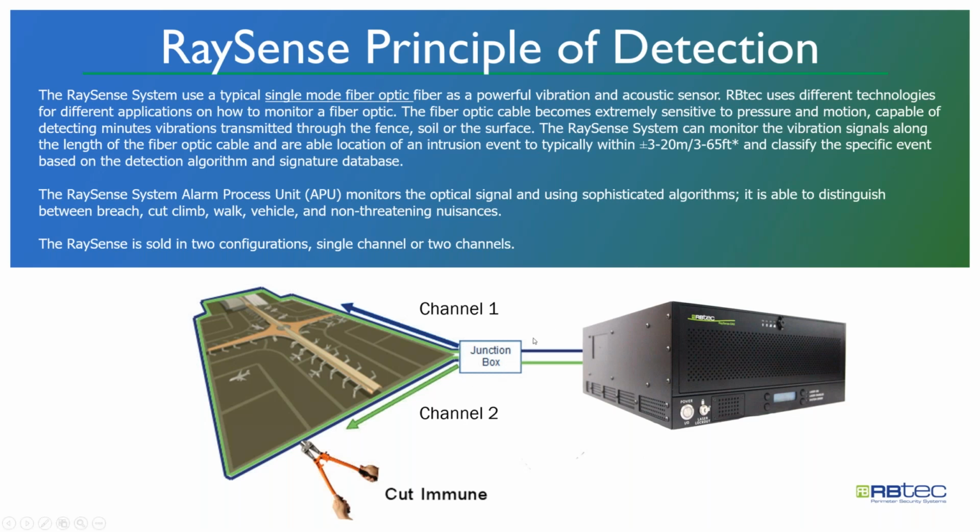The point with the RaySense is that if this perimeter is up to 50 kilometers, we can do it with one box, no power in the field, no communication, no electronics, nothing is done in the perimeter. On the perimeter, there will be only cable in the ground or on the fence.